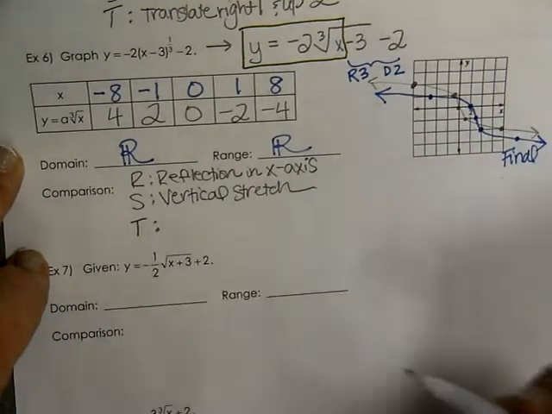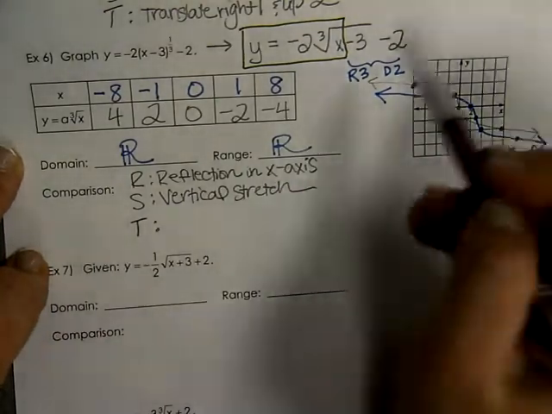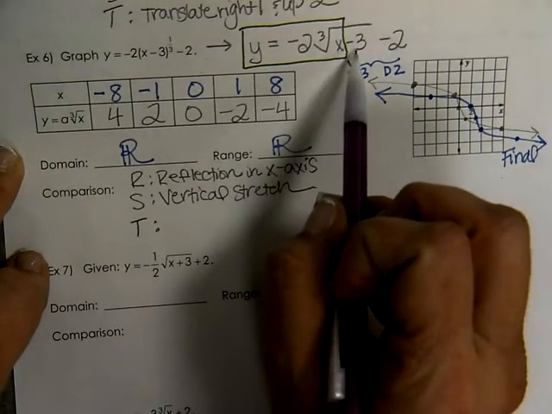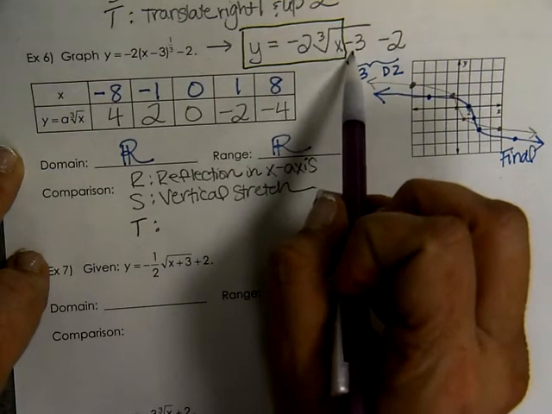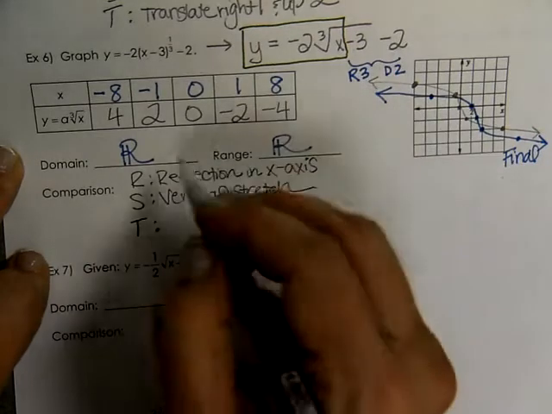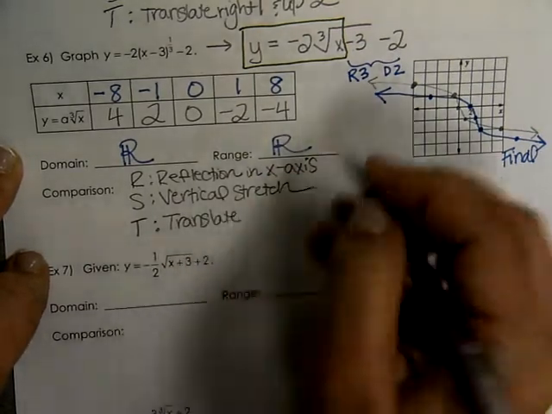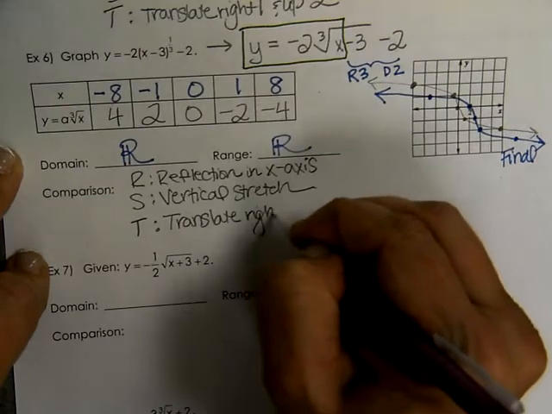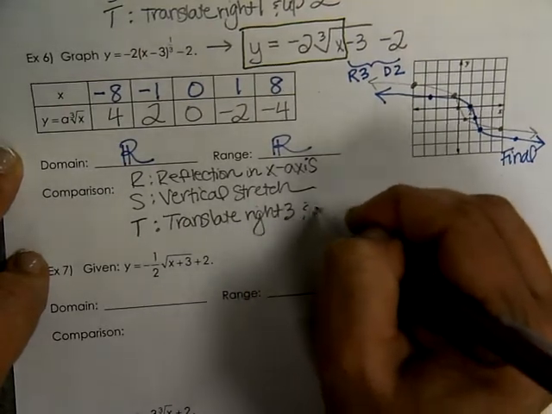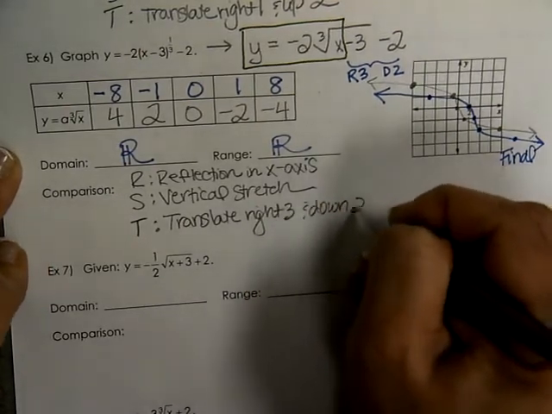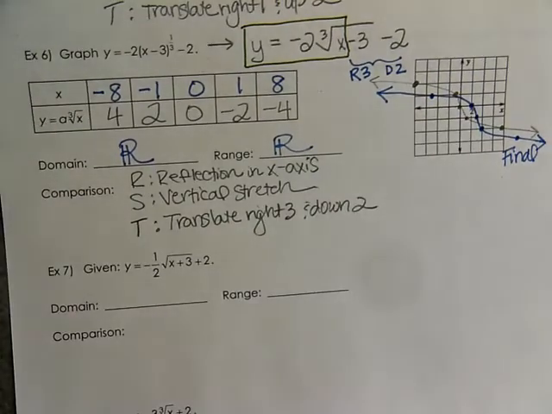Next, we use the same translation that we did with the table. We took our table and we moved everything to the right 3 and down 2. And so we'll talk about that here, that we translate to the right 3 and down 2. And that's our comparison.